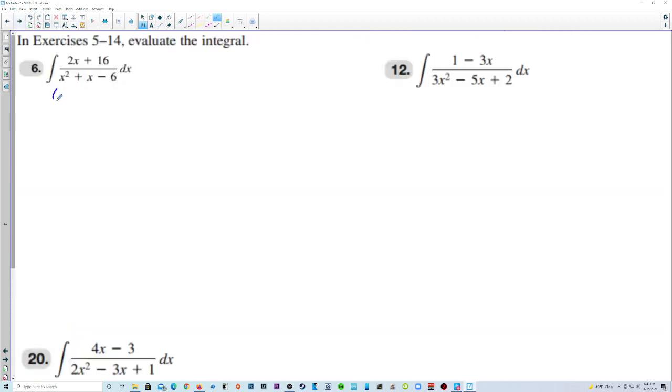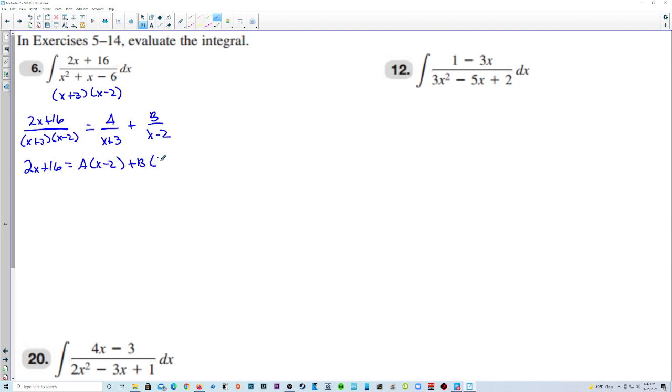Evaluate the integral. Well, the derivative of this would be 2x plus 1, so that 16 is kind of messing up u substitution. So x plus 3, x minus 2. And so we have 2x plus 16 over x plus 3, x minus 2, which is the same as something over x plus 3 plus something over x minus 2. So 2x plus 16 is equal to a times x minus 2 plus b times x plus 3.